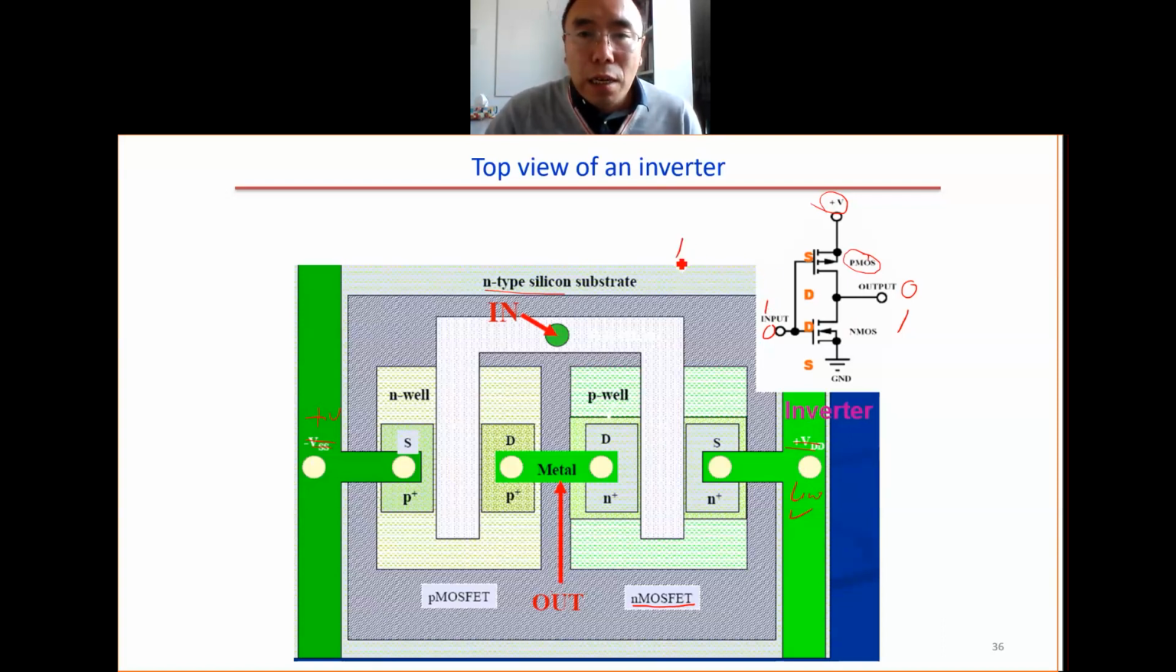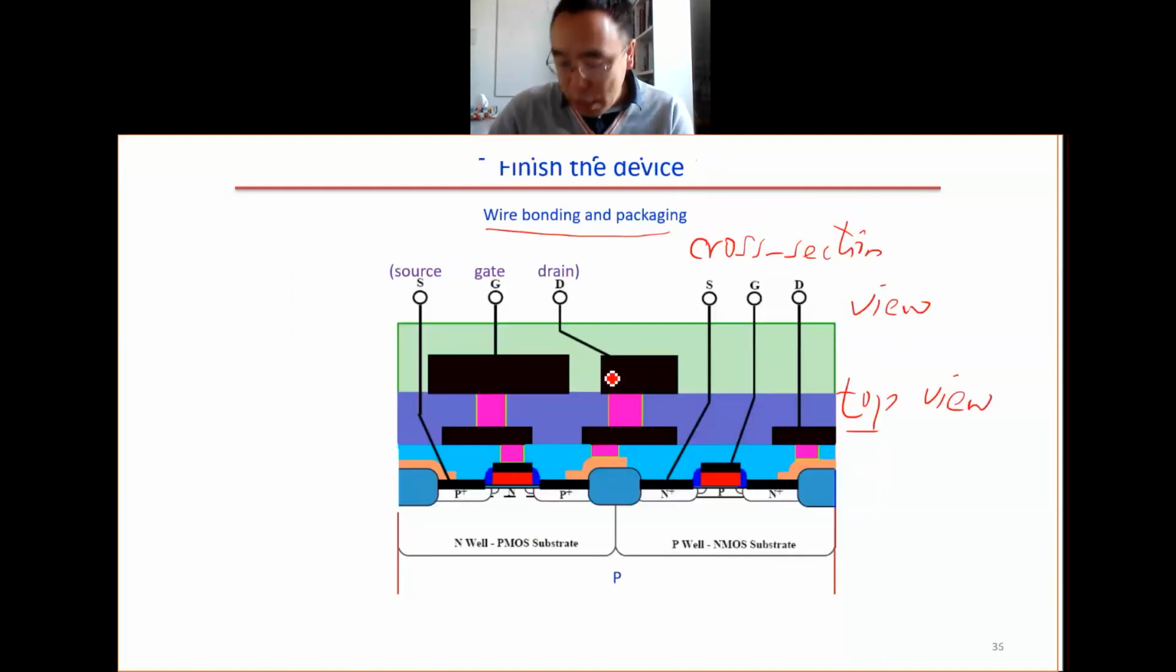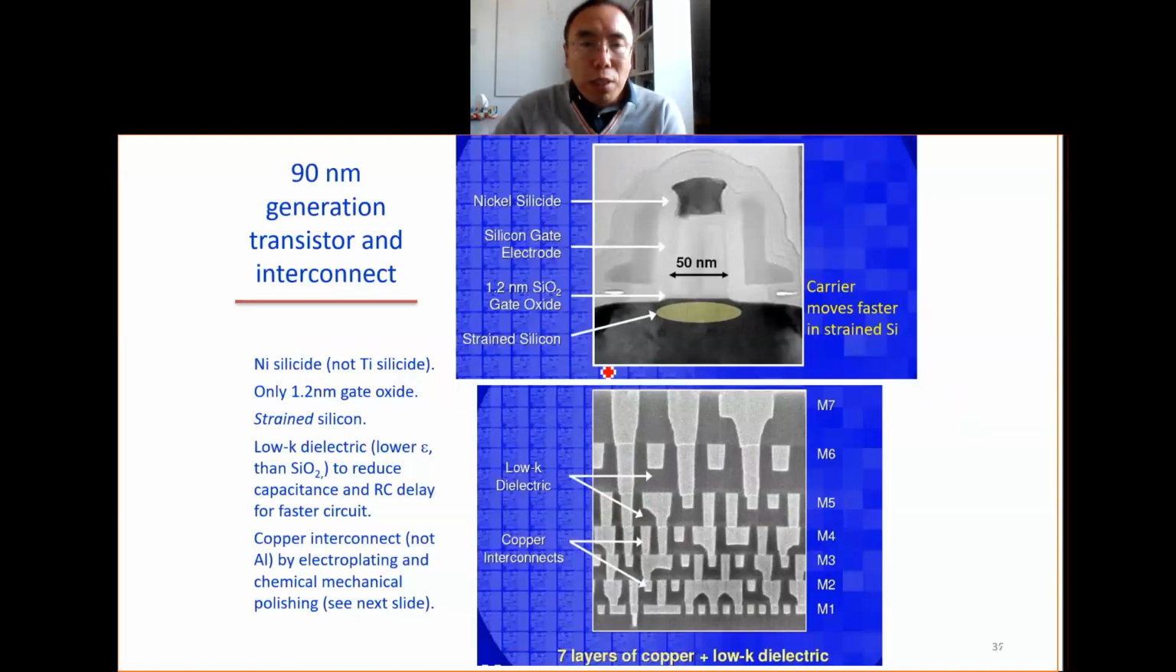For other logic circuits like NOR and NAND, the layout is more complicated, but the basic idea is the same. This is the technology in the 1990s. Afterwards, there are new developments. The first one is nickel silicide. In the slide we talk about titanium silicide, but later titanium is replaced with nickel. Later on, Intel wanted to replace nickel with cobalt, but this one was not so successful. That's one major reason that Intel is now lagging behind TSMC.